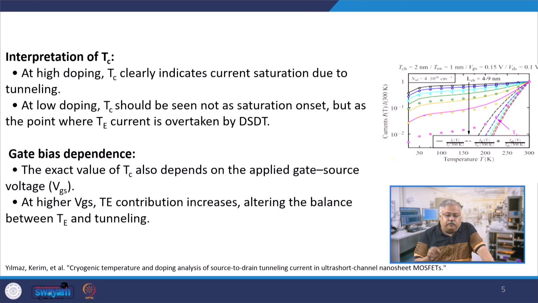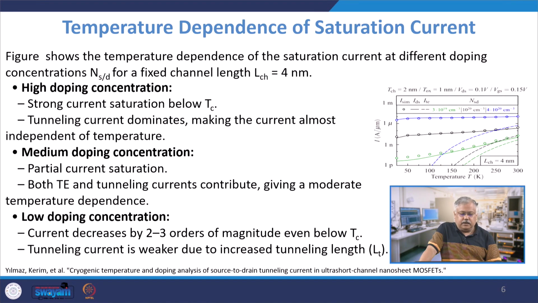Now, the exact value of Tc also depends upon the gate to source voltage, obviously, because gate to source voltage is responsible for drawing the current towards the channel, and that is the reason that the higher the value of gate to source voltage, the dependency of Tc starts to reduce. At higher VGS, the Tc contribution increases, altering the balance between thermionic emission and tunneling, right.